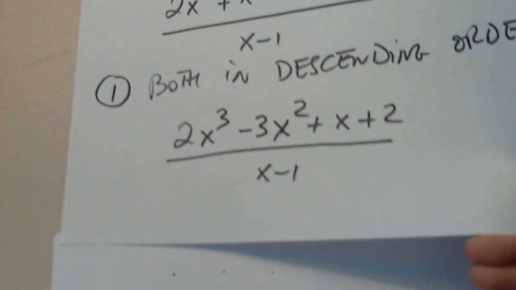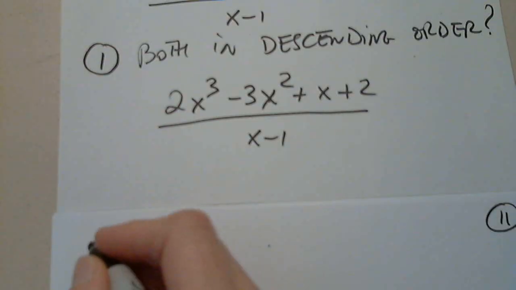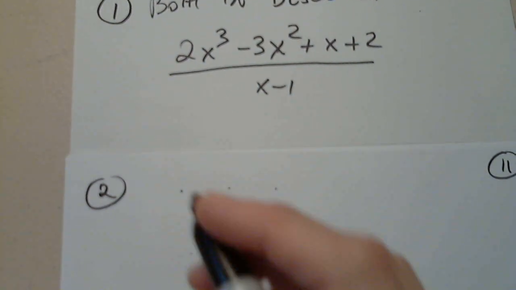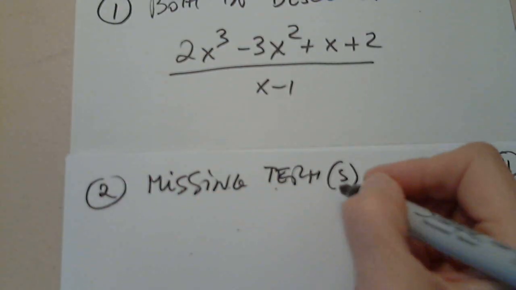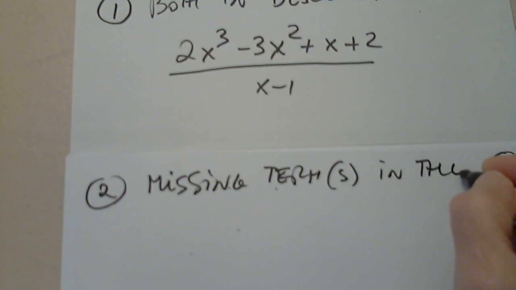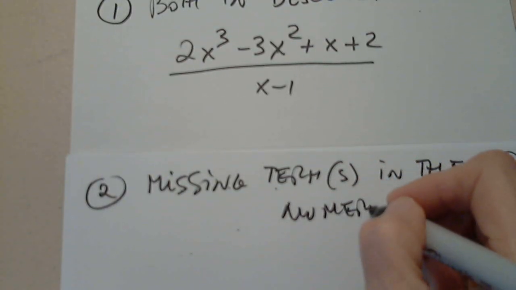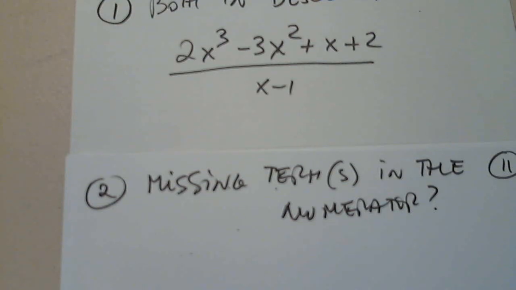Second question before I start the algorithm is: missing term or terms in the numerator? We talked about this some time ago when we arranged everything in descending order in a polynomial. And every now and then I said, is there a missing term? Who cares if there is a missing term? Now we do. We're going to look at an example with missing terms and you'll see what happens. In this particular case, no missing term.